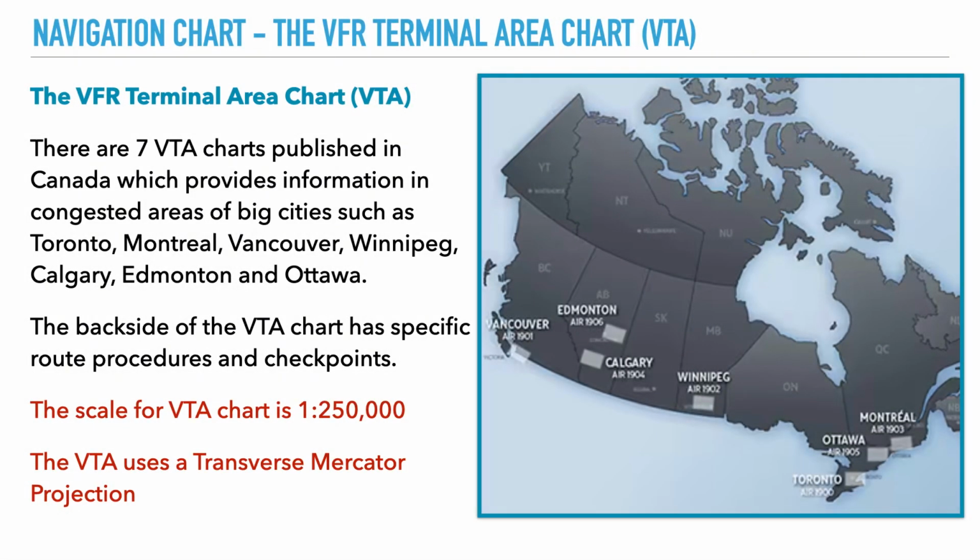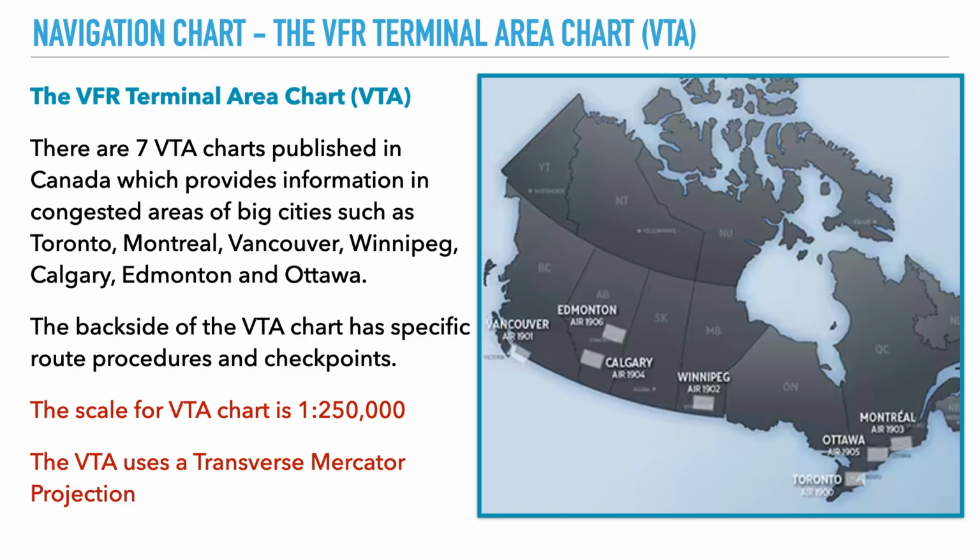The VFR Terminal Area Chart, VTA. There are 7 VTA charts published in Canada which provide information in congested areas of big cities such as Toronto, Montreal, Vancouver, Winnipeg, Calgary, Edmonton, and Ottawa.